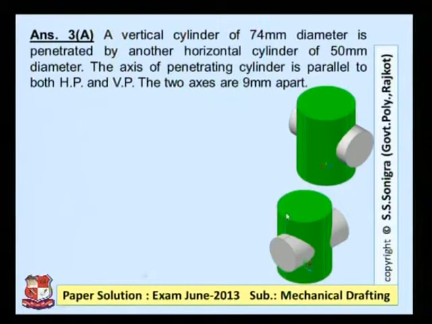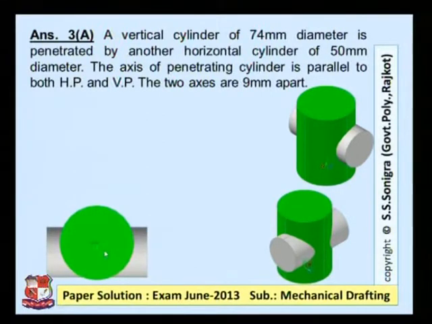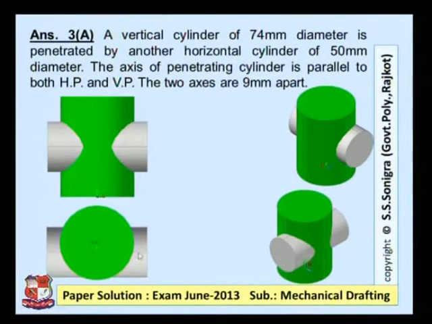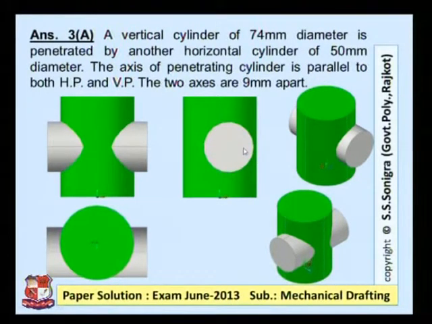If second case is there, then its top view would appear like this. White cylinder is towards us. This green cylinder is vertical cylinder having 74 mm diameter, and this is its front view. This portion is visible to us, so this would be its front view, and this is the side view of the case. So you can differentiate between the previous case and this case.